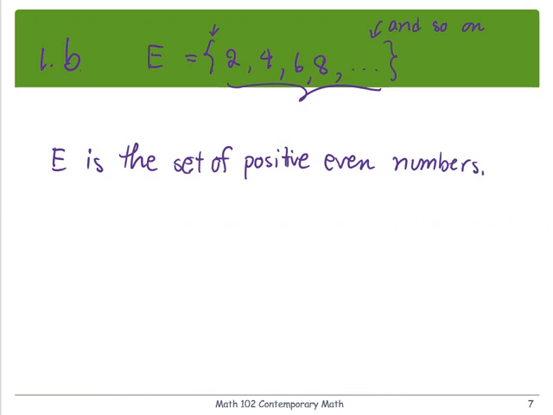And then we double check. Positive, yes, they are positive. Even numbers, yes, they are all even numbers. So we get the answer in the word description form of this set.